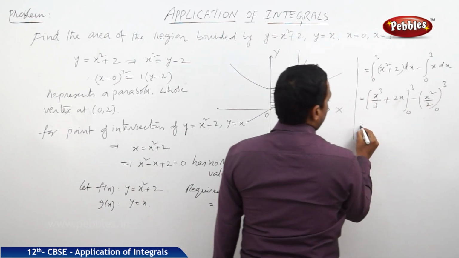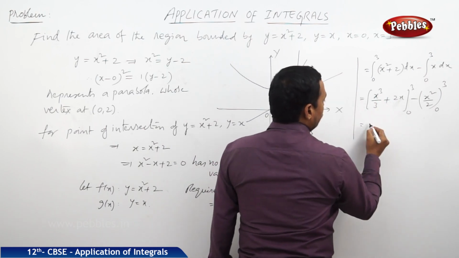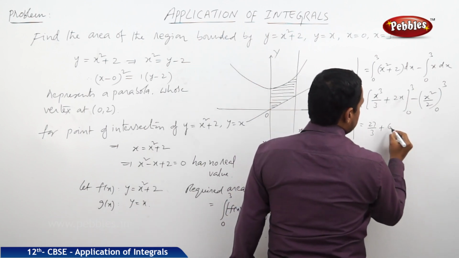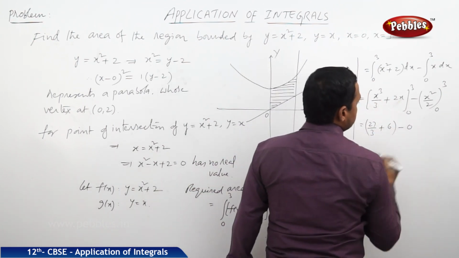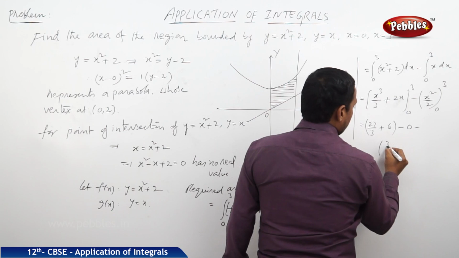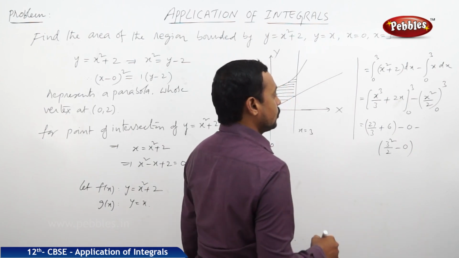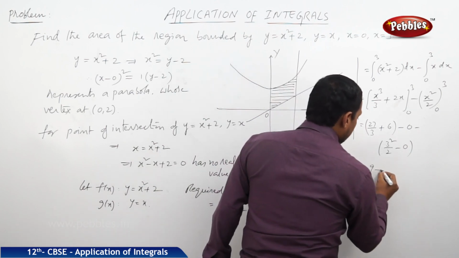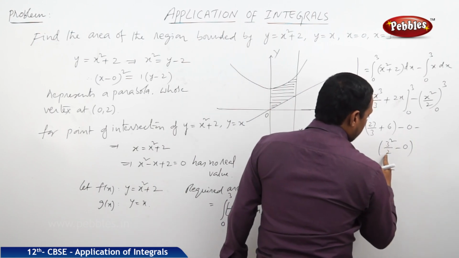0 to 3. Now substitute x is equal to 3. Here 3 cube, 27 by 3, plus 2 into 3, 6, minus, and substituting the lower limit 0, plus 0, completely 0. Minus, now here x square, 3 square by 2, minus, when we substitute the lower limit, 0 square by 2, of course that is 0. Now 27 by 3 is equal to 9, 9 plus 6 minus 0, and it is minus 3 square, 9 by 2.